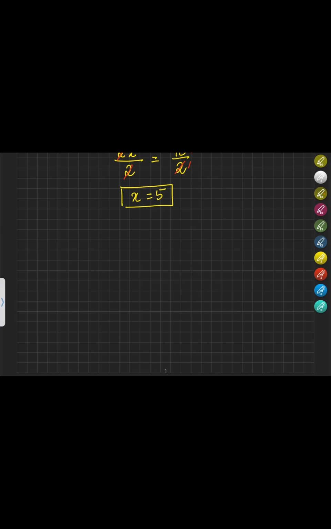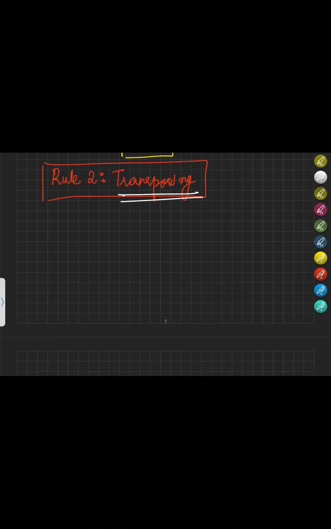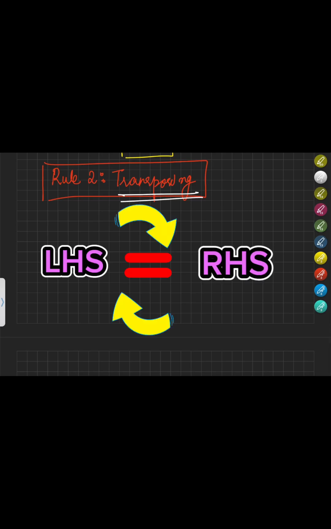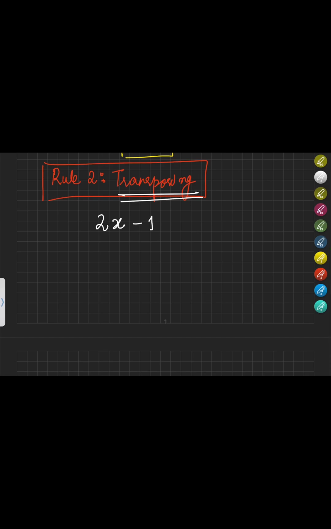Now coming to rule 2. Rule 2 is transposing. Now, this is an important technique for you to master as you progress from class 7 to class 8 and beyond. Now, what is this transposing, or how do we do transposing? We'll study this in detail with different examples. This is actually the process of moving quantities across the equal sign in an equation. Say for example, if I have again the same equation, 2x minus 1 is equal to 9. As I said, this is the left hand side and this is the right hand side.